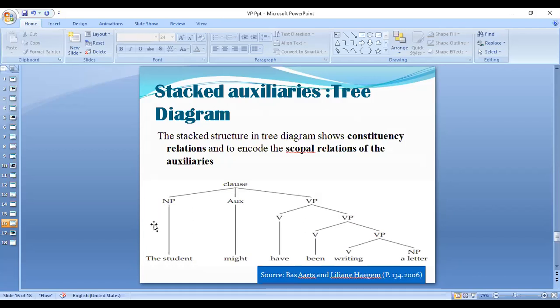Here, the student is the noun phrase, and the auxiliary verb is 'might'. Then there is a verb phrase 'have been writing', and again verb phrase, verb phrase, verb phrase. This is a scopal relation. The noun phrase and auxiliary verb phrase are constitutional relations, and these others are scopal relations. They also make differences in meaning and other relations.